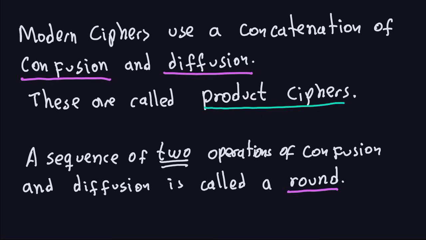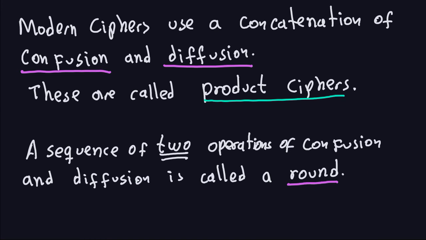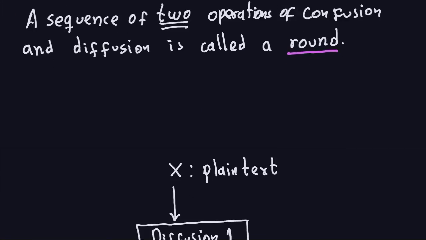Now, another concept that we're going to talk about later, to get used to the language in modern cryptography, is this: when you have a sequence of two operations, one confusion and one diffusion, you call that a round. And we're going to refer to this later because we're going to talk about rounds. So what do I mean by that? What I mean is this picture.